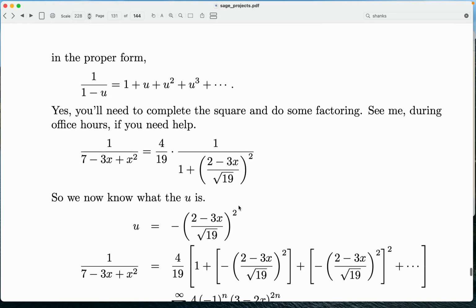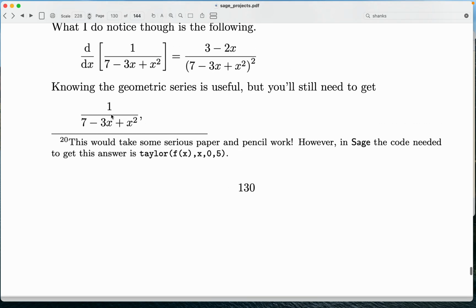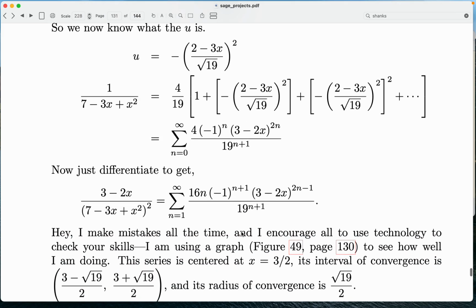And then what I do, I have to differentiate it. Let me point out what I mean by that. I have to differentiate this to get the series that I want to get. And that's what I did over here. So I got this series over here.